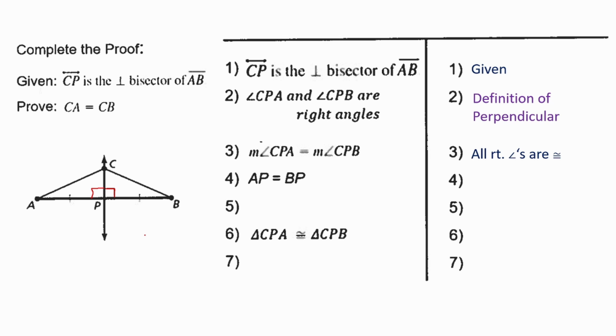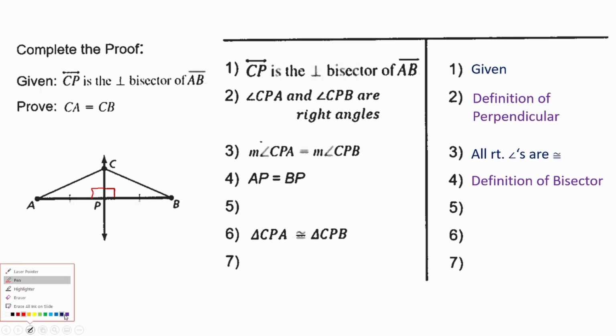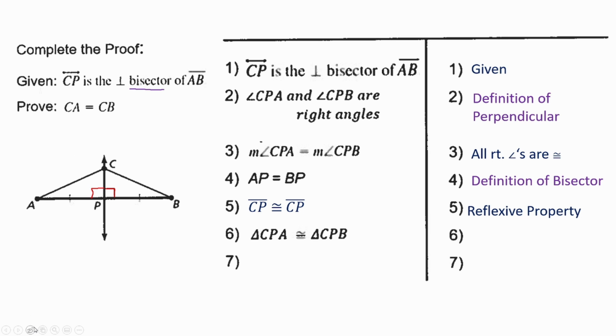And then we can claim that these two angles are in fact equal to one another, and the reason for that is all right angles are congruent. Next, we can use AP and BP, their lengths being equal. This is the definition of a bisector. So we have that CP is a perpendicular bisector, and because of the nature of a bisector, we can say that these two things are equal. Next, we have that CP is congruent to itself, and that is known as the reflexive property. So the reflexive property gives me that CP is equal to CP.